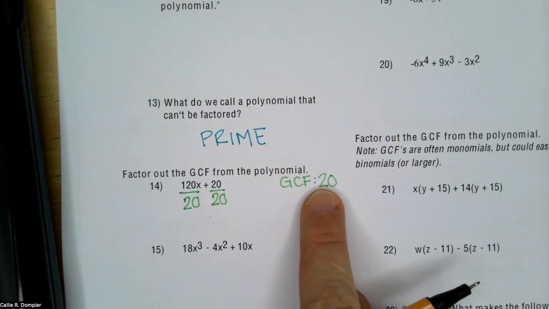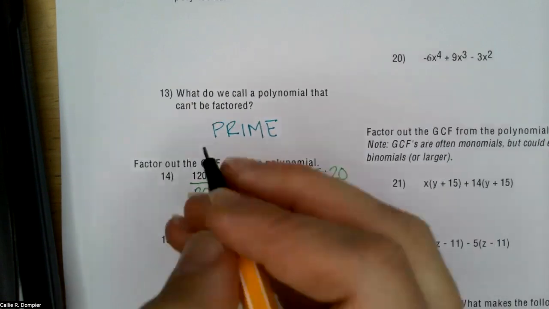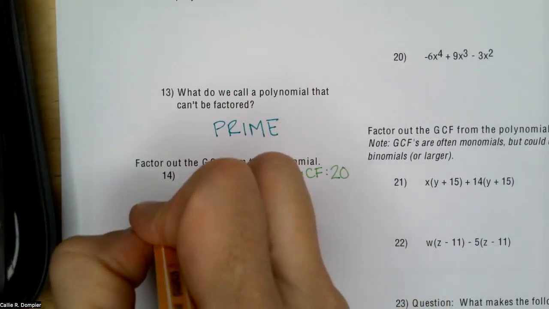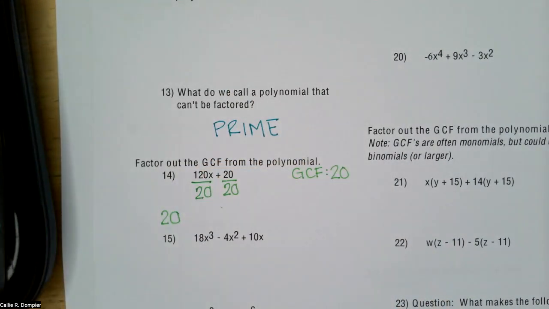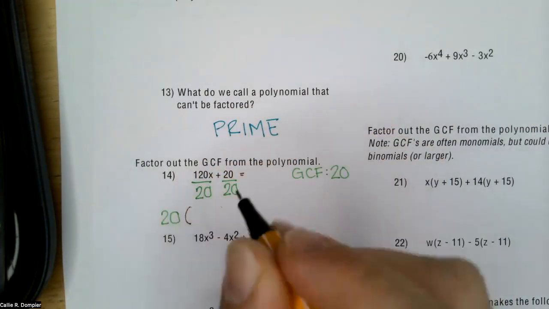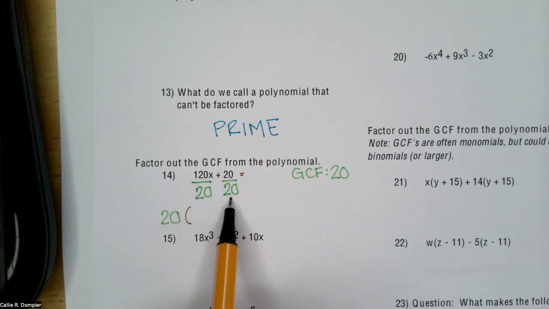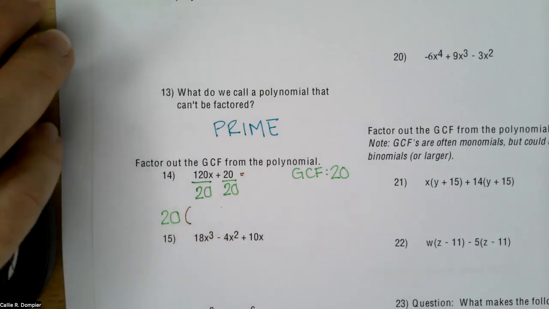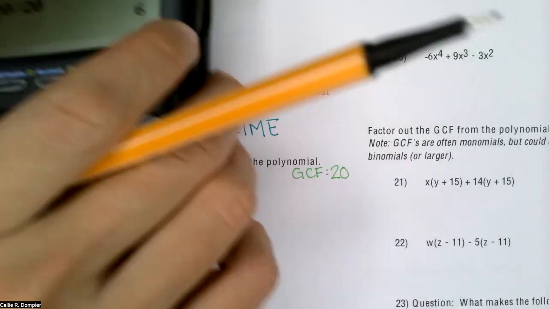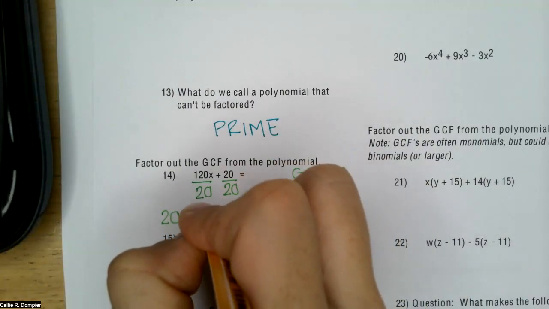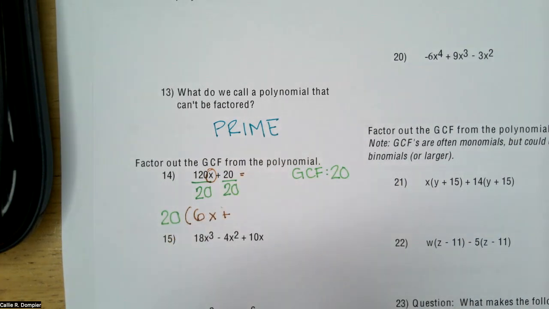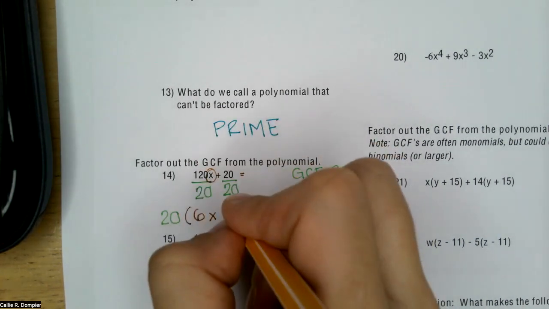I'm going to take that 20 and pull it out. So 120x divided by 20, we decided, is 6x, right? So my greatest common factor goes on the outside. And then inside there, we take the answer to 120x divided by 20 plus 20 divided by 20. 120x divided by 20 is 120 divided by 20, 6, and the x. Don't ignore the x. That's a plus sign, so we're going to leave it a plus sign. 20 divided by 20 is 1, right? It's not 0, you have to leave a placeholder.